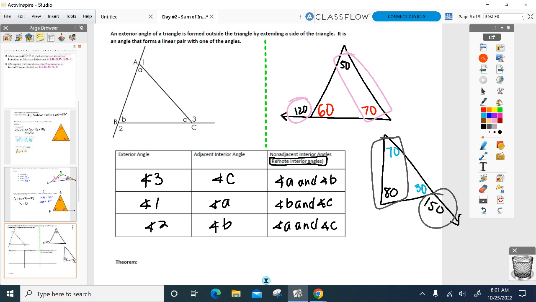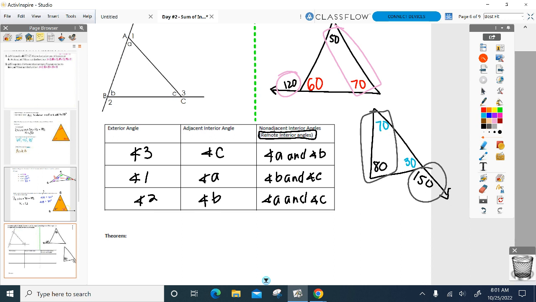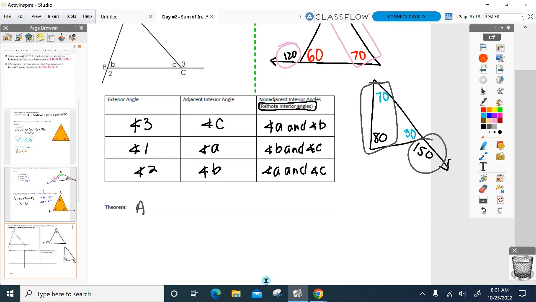So what's the theorem? How do you find an exterior angle? An exterior angle of a triangle is equal to, what do you call it when you add two numbers? The sum. An exterior angle is equal to the sum of the, what do we call those angles? Remote interior angles. There you go. Good job. You found your own theorem.